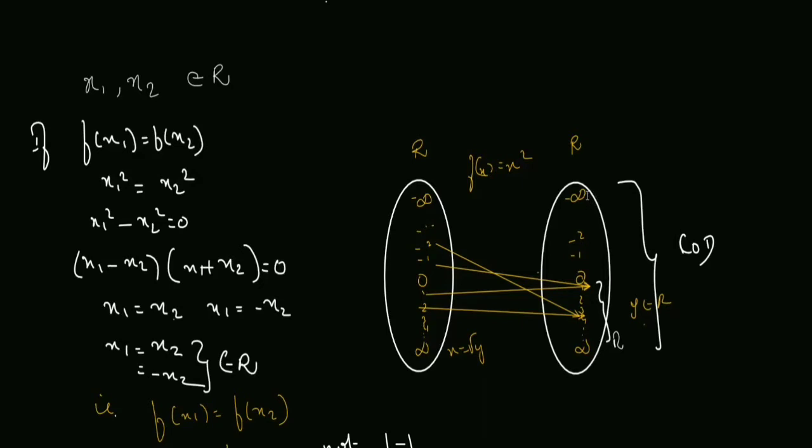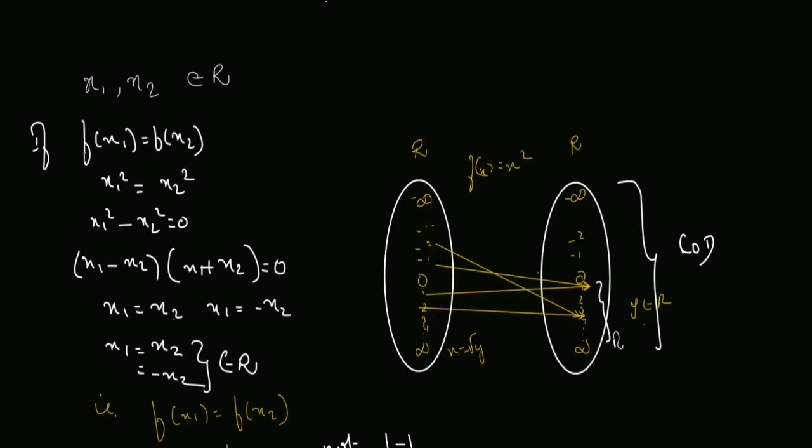Is it onto? No. The codomain is a set of real numbers. The range is the non-negative real numbers. So it is not onto because codomain is not equal to the range. Well, let us first prove it is not 1 to 1.